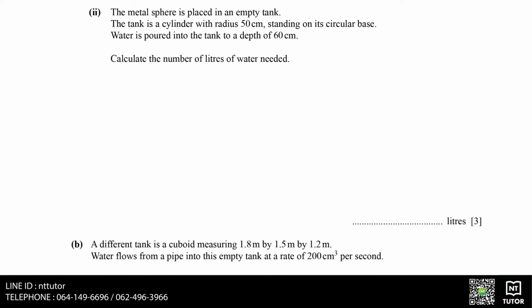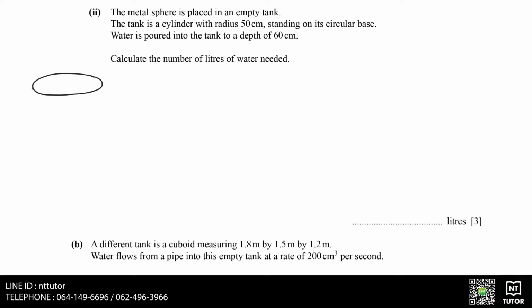The metal sphere is placed in an empty tank. The tank is a cylinder with radius 50 centimeters standing on its circular base. Water is poured into the tank to a depth of 60 centimeters. Calculate the number of liters of water needed.